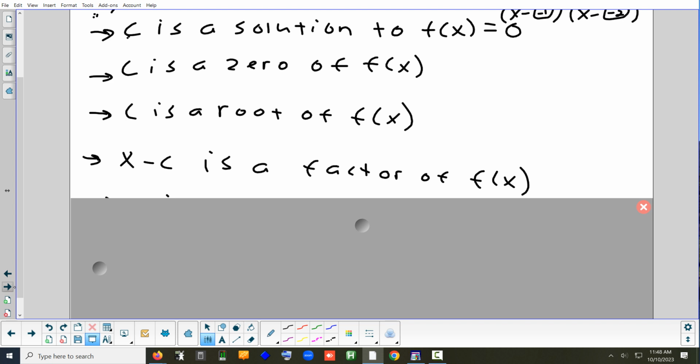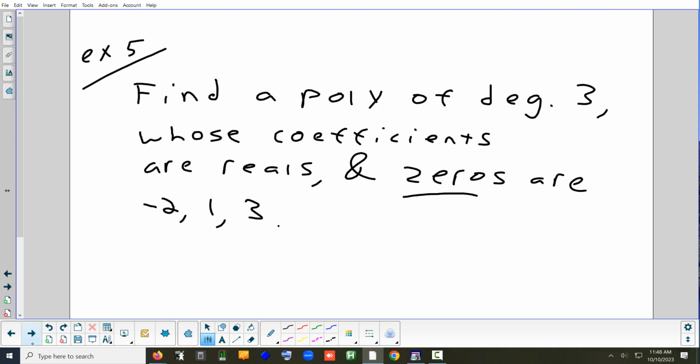And you'll see why that's going to be important in a second, because I'm going to give you roots, and I'm going to have you work backwards to give me the factors.